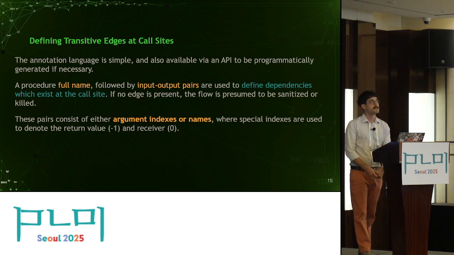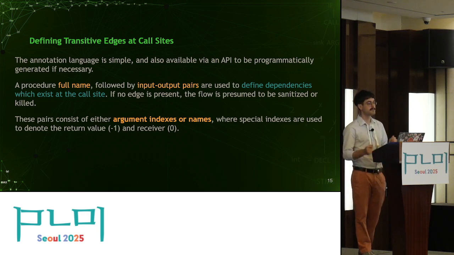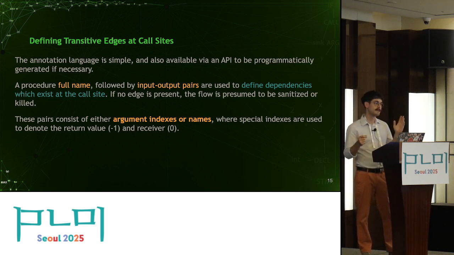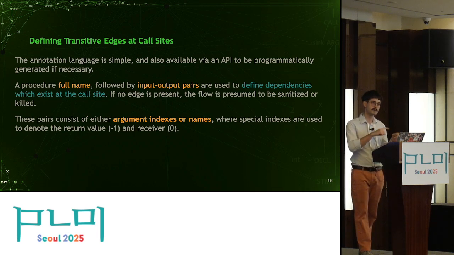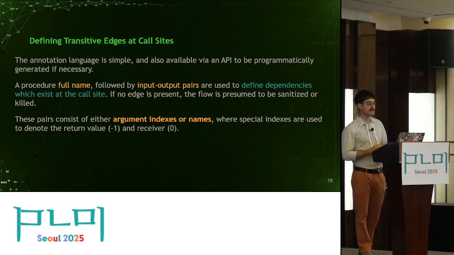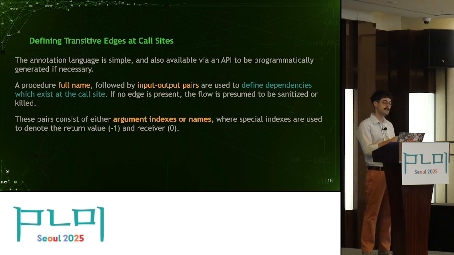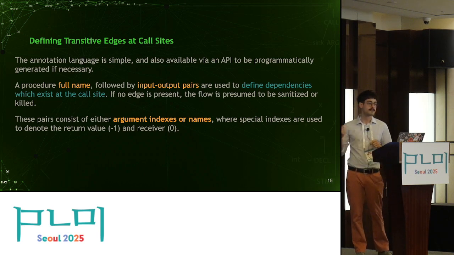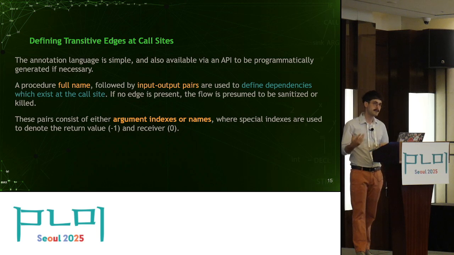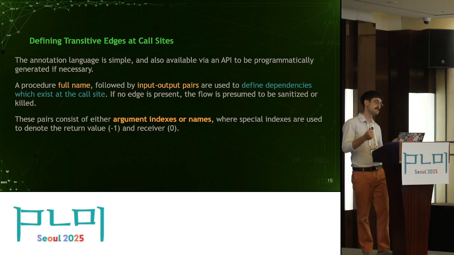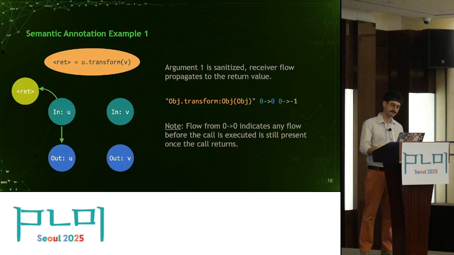So the annotation language is very simple. It mirrors this input-output pair logic. It consists of the procedure's full name and the input-output pairs, which define the edges between an input argument and an output argument. And if no edge is present when a summary is present, then it is assumed the flow is killed or sanitized. The parameters are either by index or name, as some languages use named arguments, and special indexes are used for the return value, so -1, and the receiver 0.